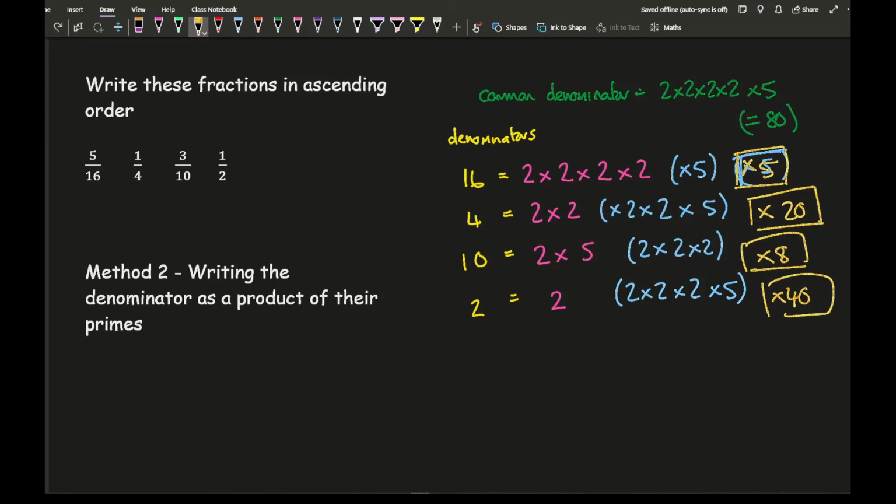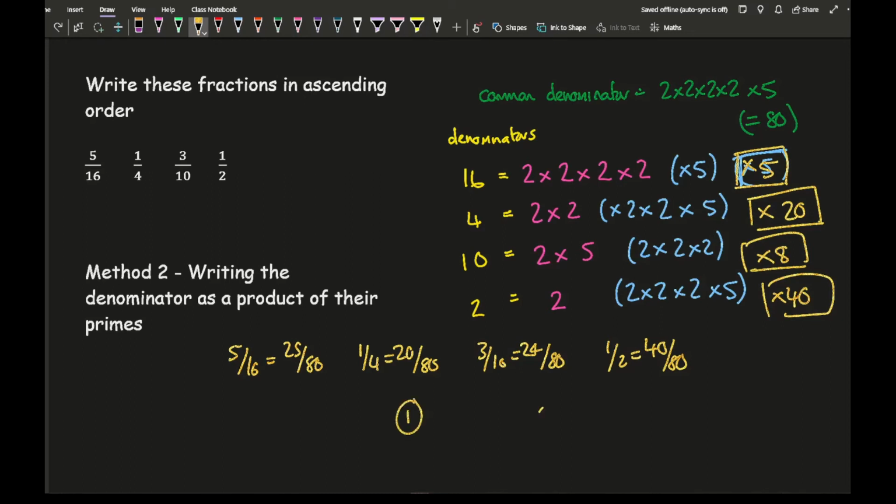So again, 5/16 becomes, as we did before, 25/80. A quarter becomes 20/80. 3/10 becomes 24/80, and a half becomes 40/80. Then it's just a case of comparing which one is which, and again we should get the same answer. In terms of this, another way in which some people have written their answers is they say, oh, this one's the smallest, so that's number 1.